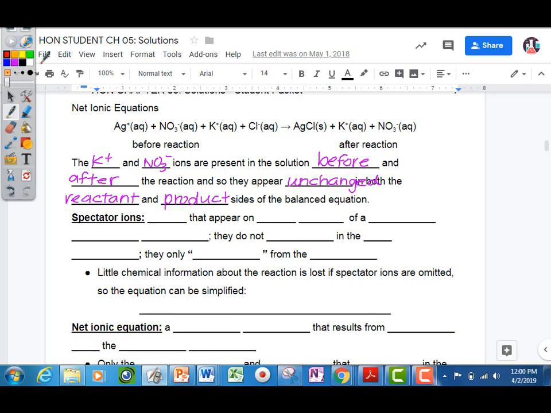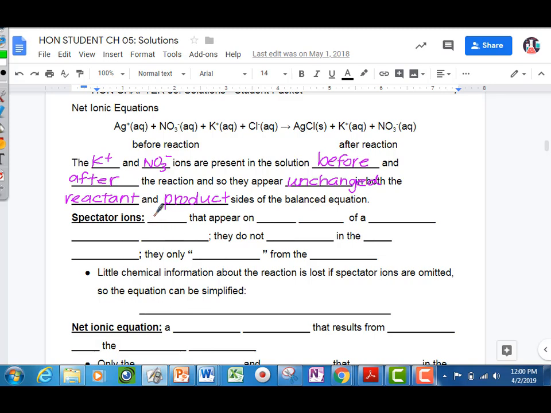Like spectators at a sporting event. So think about like the parents at a Little League game. The parents at a Little League game have no effect on the outcome of the game, right? It's the little kids playing. They score the runs, they hit, they catch, they run the bases, all that stuff. But the parents are just cheering and watching. They're not actually doing anything in the game. So spectator ions are the same thing. The potassium and the nitrate are unchanged before and after the reaction. The actual reaction that's happening here is silver ions and chloride ions are combining to form solid silver chloride.